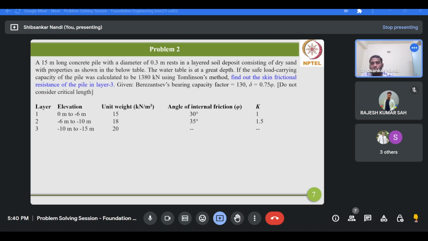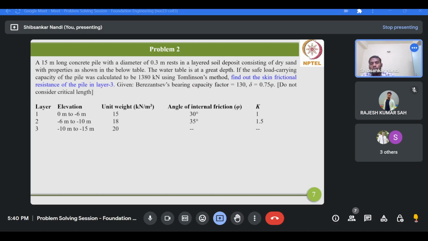Now we'll take problem 2. A 15-meter long concrete pile with a diameter of 0.3 meter rests in a layered soil deposit consisting of dry sand with properties as shown in the table below. The water table is at a great depth. If the safe load carrying capacity of the pile was calculated to be 1380 kilonewton using Tomlinson's method, find the skin frictional resistance of the pile in layer 3.